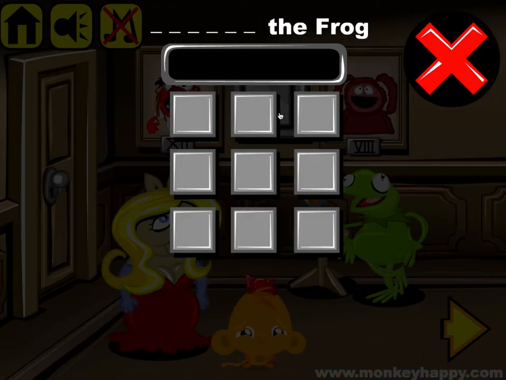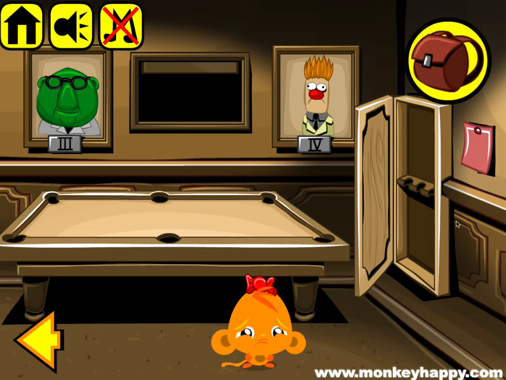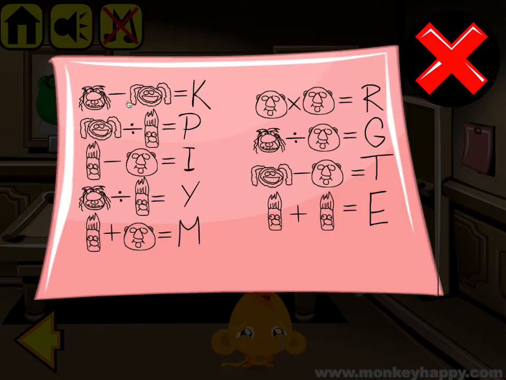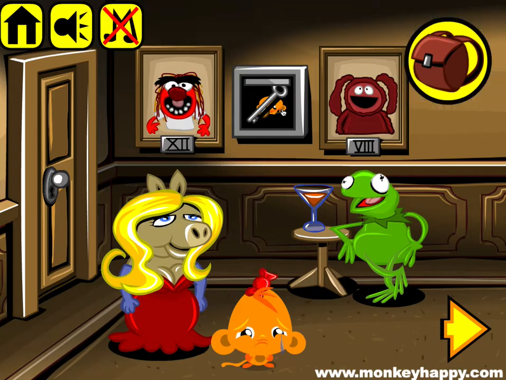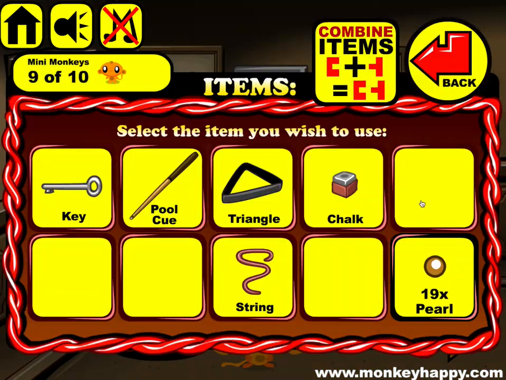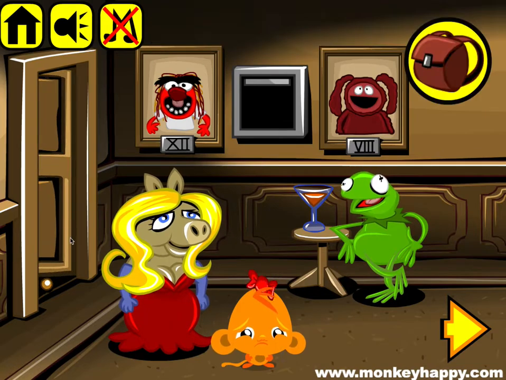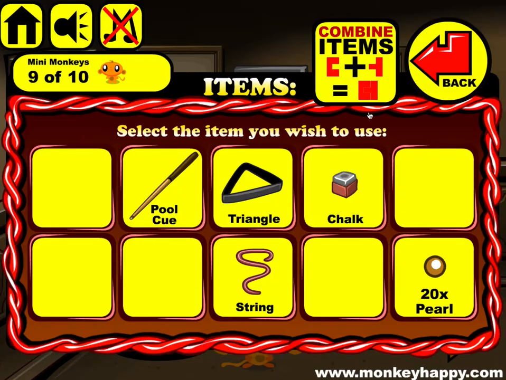To open that up, we need to go Kermit the Frog, and we need to basically solve this puzzle. So that's 12 minus 8, which is 4. And I'll tell you the code, which is 489715. Okay, you just follow the letters and you solve all that. You get a key, you get the final pearl there.